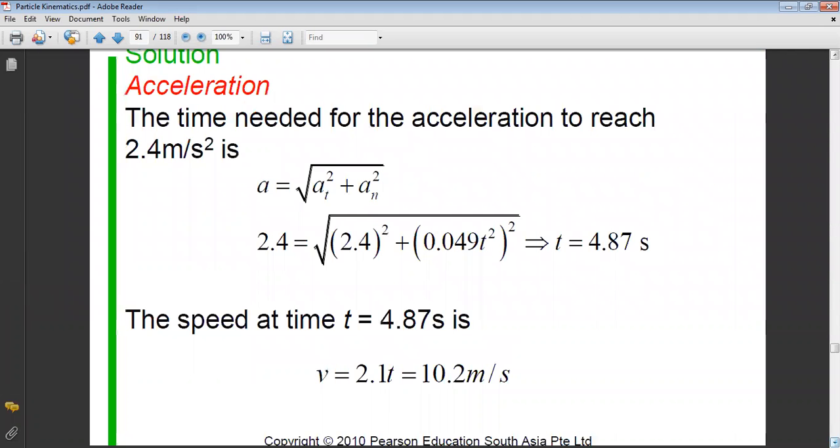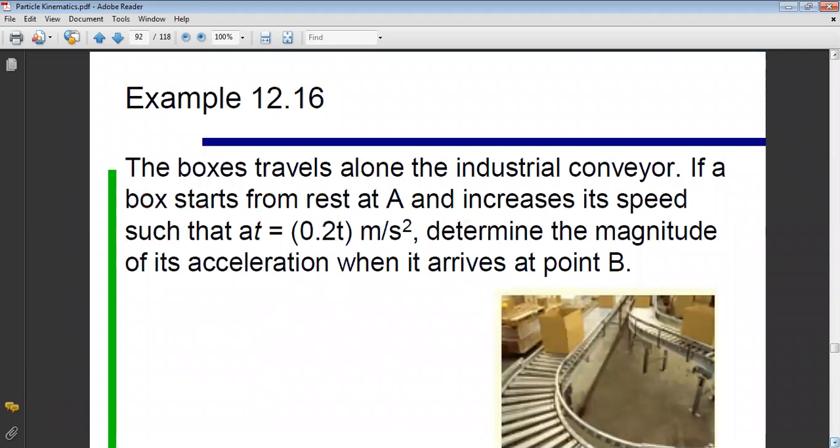So now another problem. The boxes travel along the industrial conveyor. If a box starts from rest at A and increases its speed such that at is 0.2 t, so here pay attention, the tangential acceleration is not constant, it's a function of time. So you cannot use the formulas of constant acceleration. Determine the magnitude of its acceleration when it reaches point B.